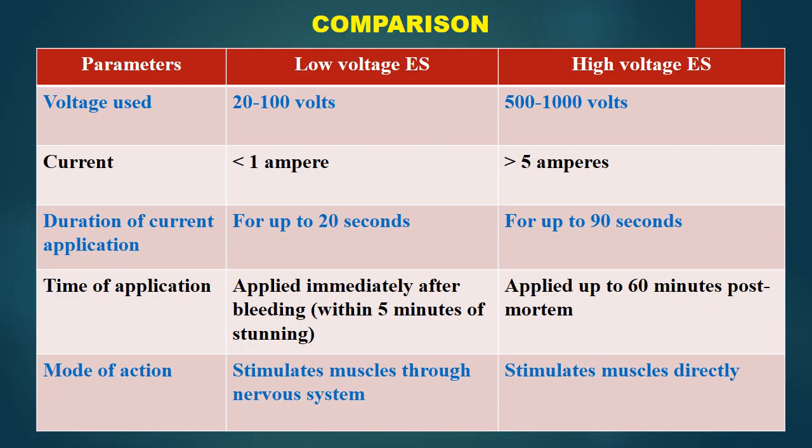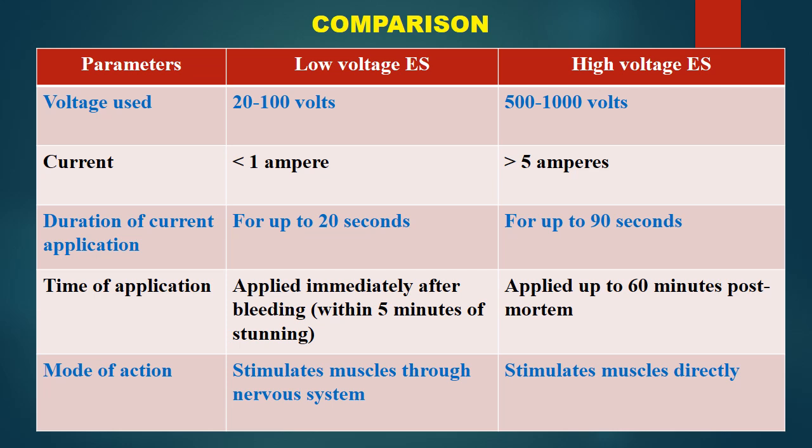Here is a comparison between low voltage electrical stimulation and high voltage electrical stimulation. The parameters are on the left side, that is the voltage used. In case of low voltage it is 100 and below, whereas in high voltage it is 500 to 1000. The total current used is less than 1 ampere in case of low voltage, whereas in high voltage it is more than 5 amperes.